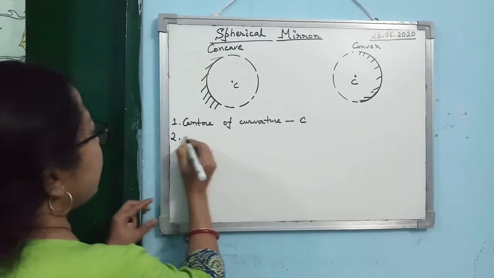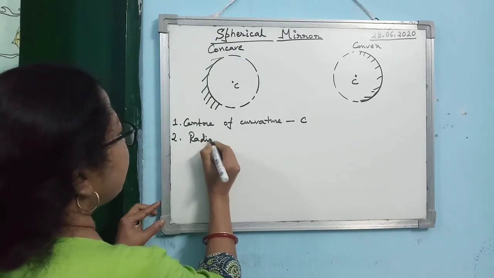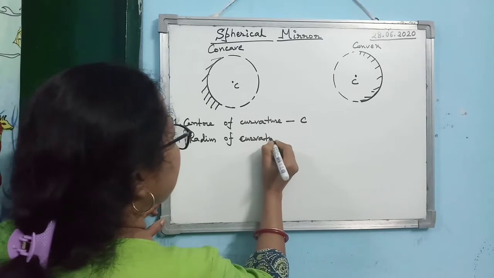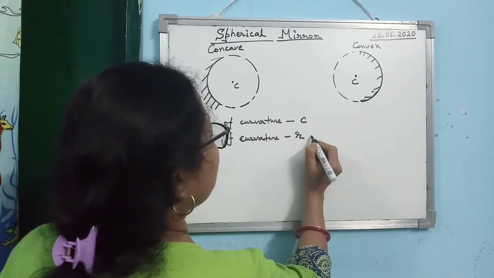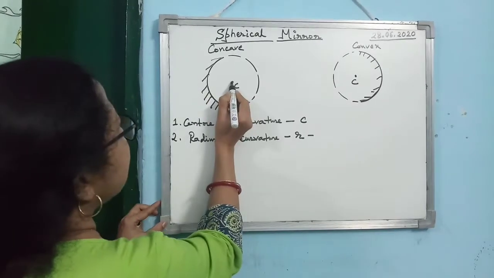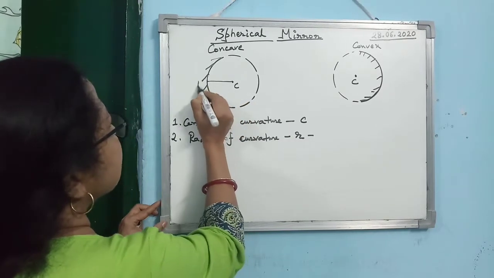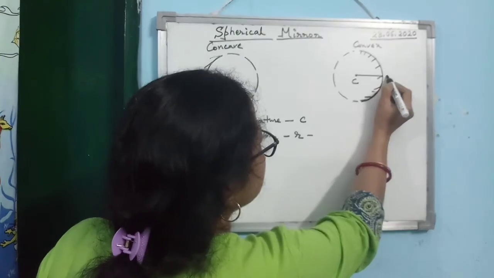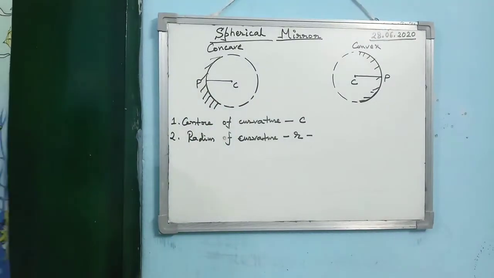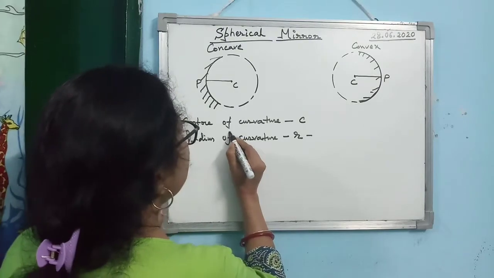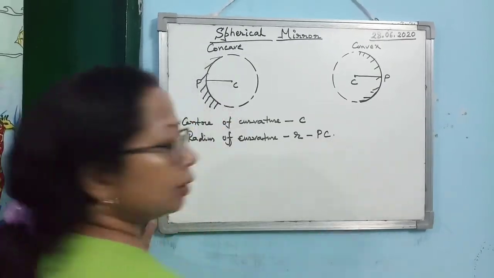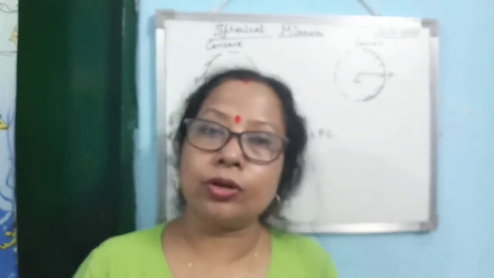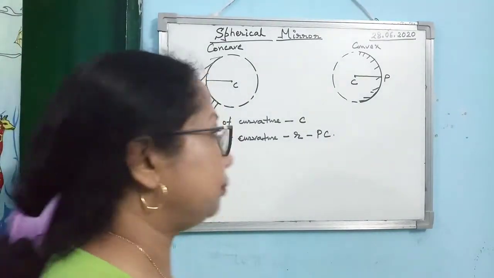Then next one is radius of curvature. Radius of curvature, we define it as radius of the sphere of which the mirror is a part. So how to draw the radius? From the point C, you join a point on the mirror. Okay, so radius of curvature, here it is PC. Clear? Radius of the sphere of which the mirror is the part is known as the radius of curvature.